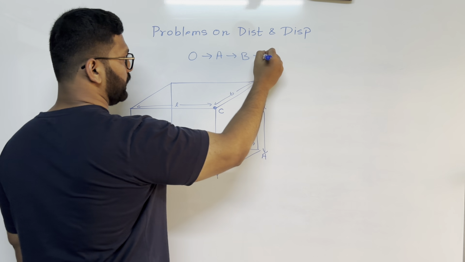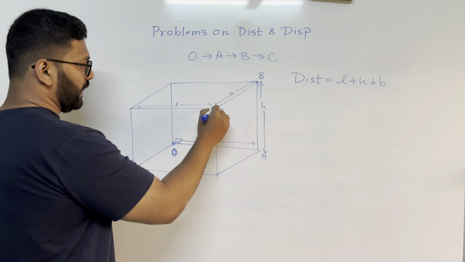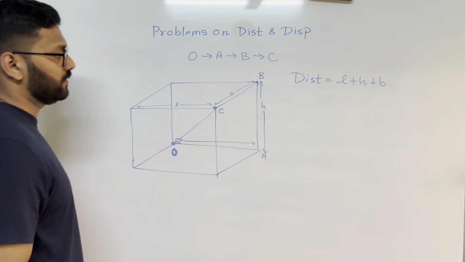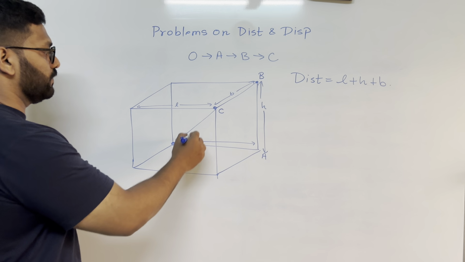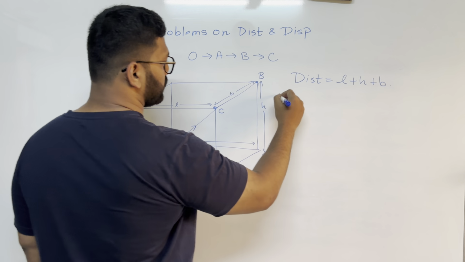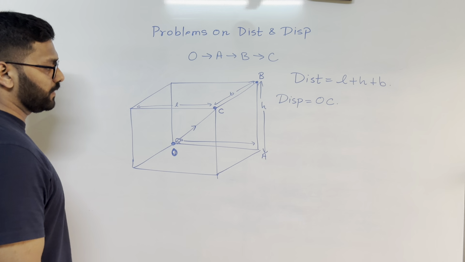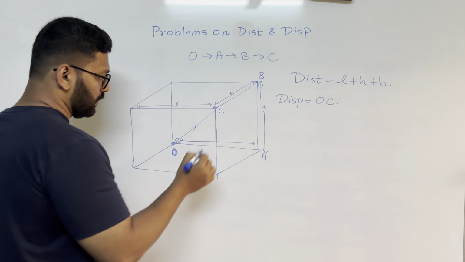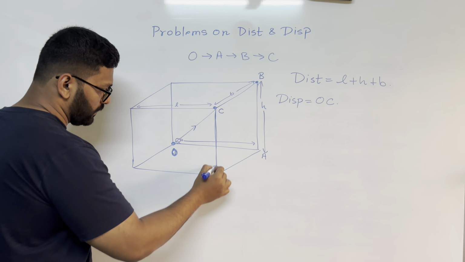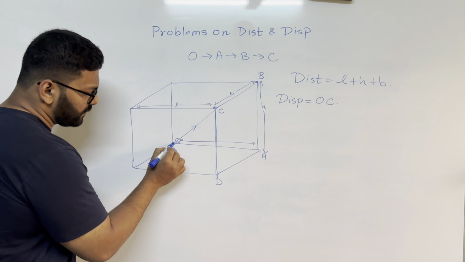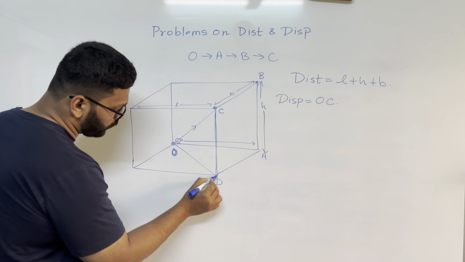Now what is the displacement? The starting point is here, the ending point is here. Now I have to join both these, right? This is the straight line. The length OC will be your displacement. So displacement is equal to OC. Now how will I find that? Simple. Let's say this point is D, and let's draw a line from O to D.